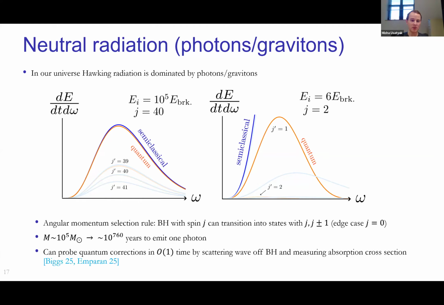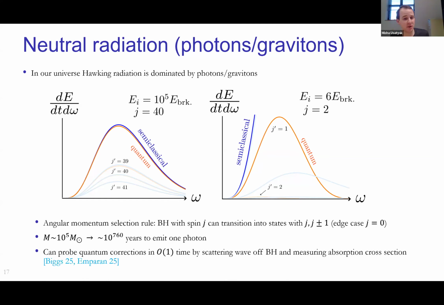These distinct, lighter shaded curves in this plot are the individual emission channels for a final black hole state with, say, 39 units of angular momentum. And you see they all differ from each other a little bit. The light blue curves add up to the semi-classical solid blue curve, and the light orange curves, which are difficult to see because they overlap with the light blue curves, add up to the solid orange curve.